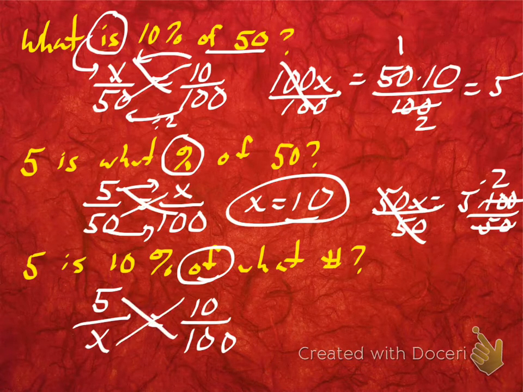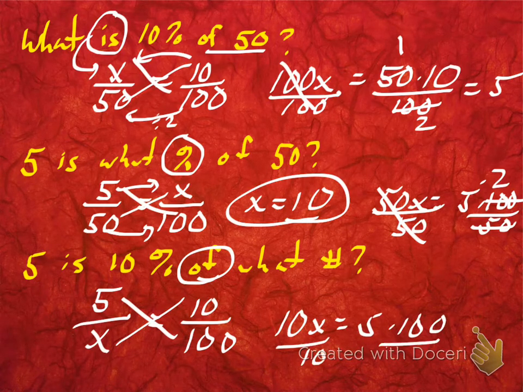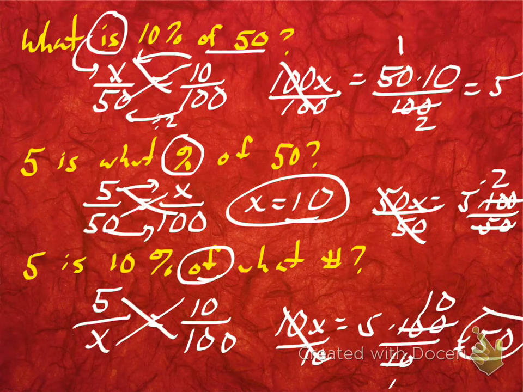Let's just go ahead and cross multiply this one. We get 10 times x is equal to 5 times 100. Divide both sides by 10. And you'll quickly see, we'll cancel that. 5 times 10 is 50. Okay, and again, all of this is really just breaking down that math fact we had on the previous screen, that 5 is 10% of 50.